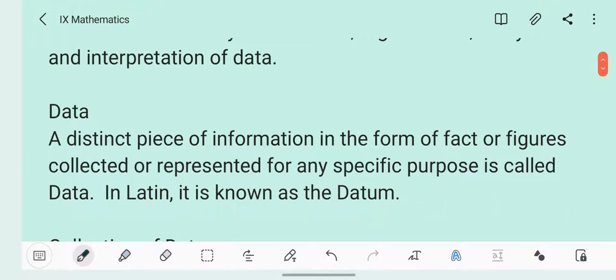What is data? Data is any information which is obtained in original form, a piece of information in the form of facts or figures collected or represented for any specific purpose is called data. In Latin, we call it datum.